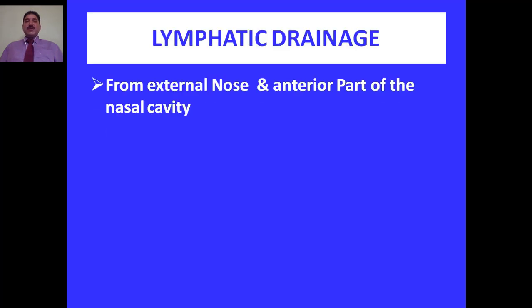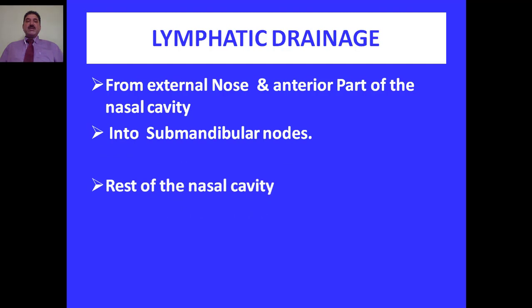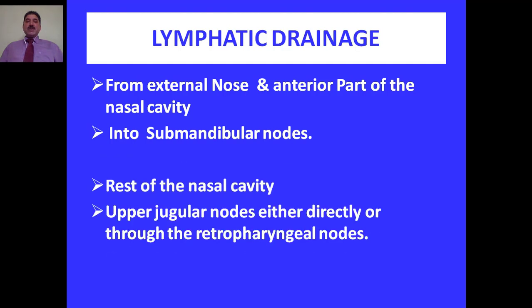Lymphatic drainage of each nasal cavity. From the external nose and anterior part of the nasal cavity, lymphatics drain into the submandibular group of lymph nodes. The rest of the nasal cavity drains into jugular nodes, either directly or through retropharyngeal nodes.